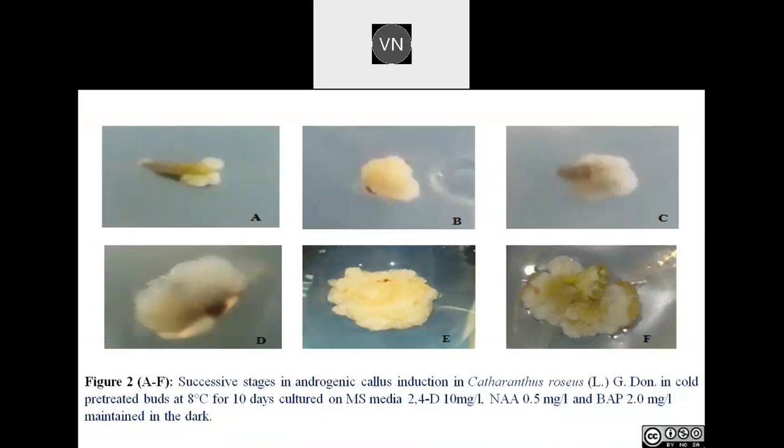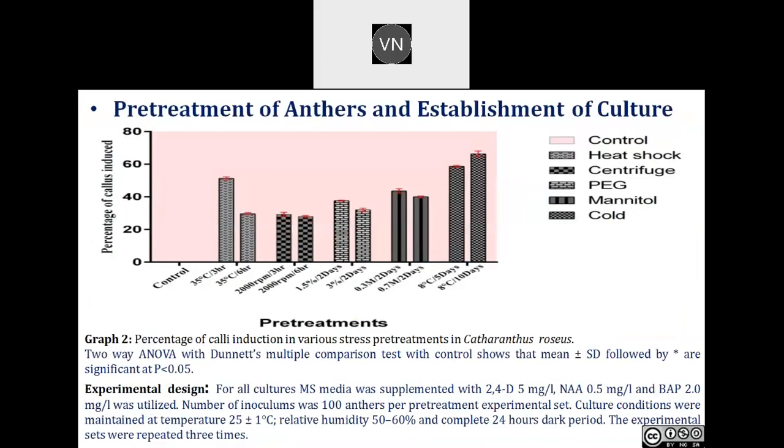Now, these are the successive stages in androgenic haploid induction. First, in the diagram here, you can see a cultured anther, which is now induced to develop a callus, then a proembryogenic development of callus, and the matured callus in the last image. Next, please.